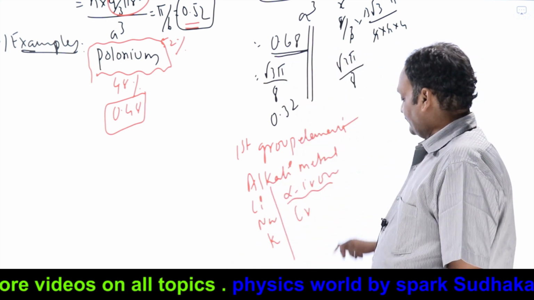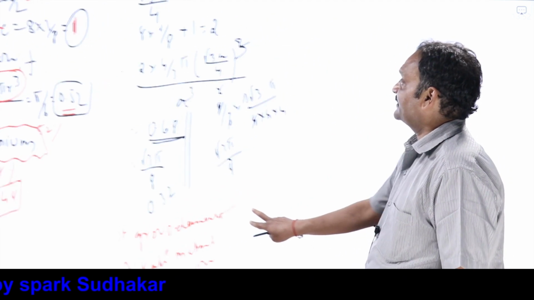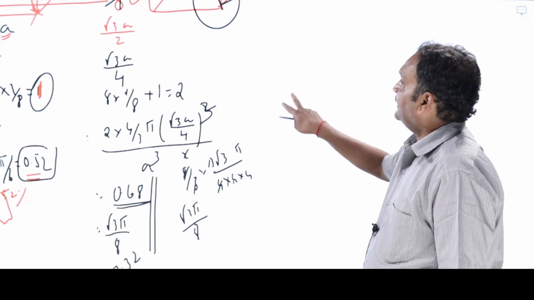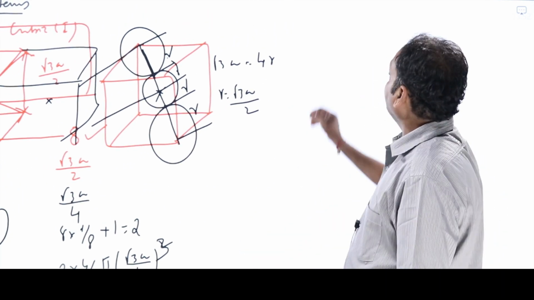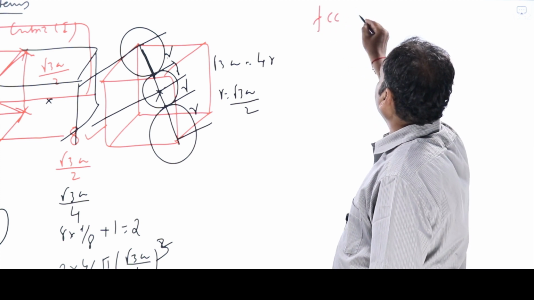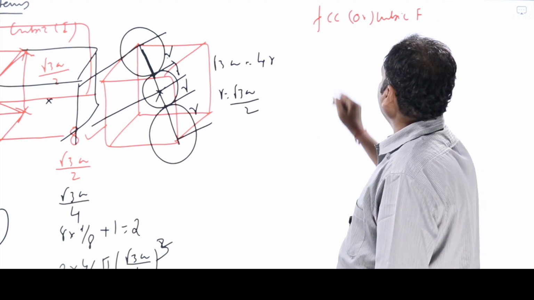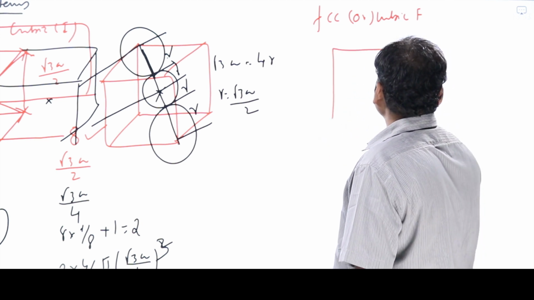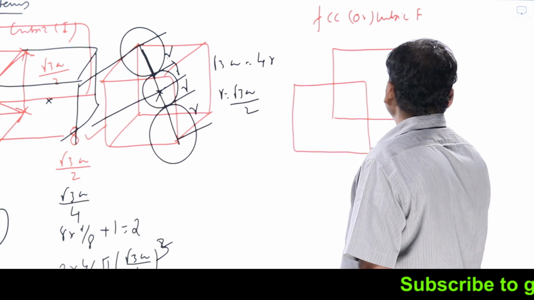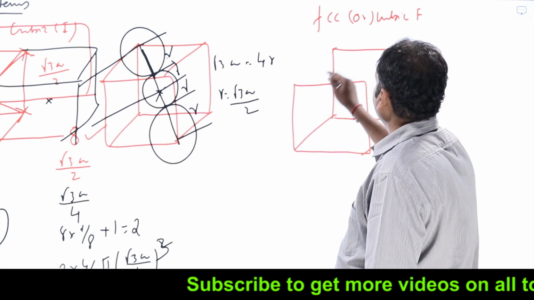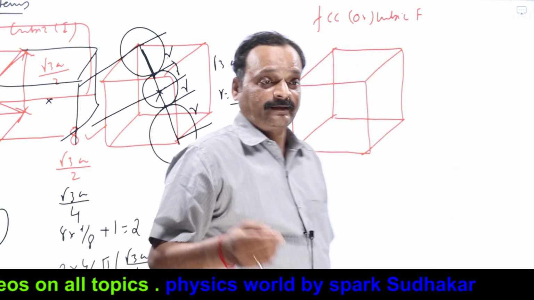Now next we will go into what is known as FCC structure, face-centered cubic structure, or cubic F. Here also again draw one cube. By the time you complete this chapter, you will draw cubes nearly 100 times. You don't need a scale to draw any cube.